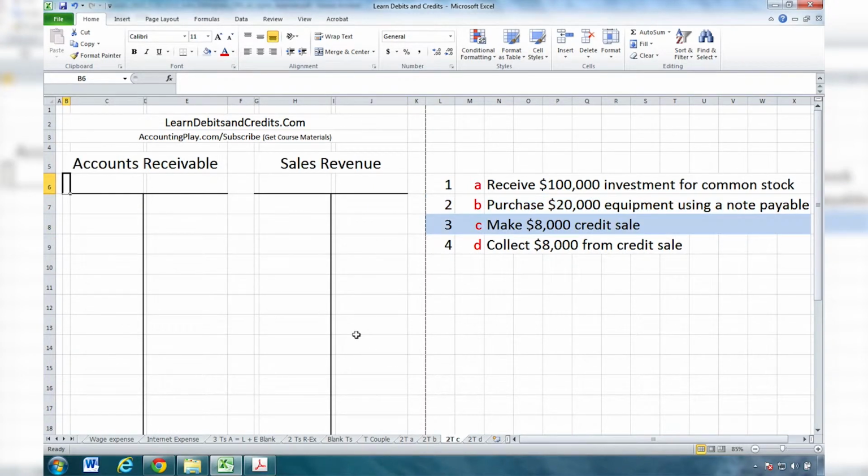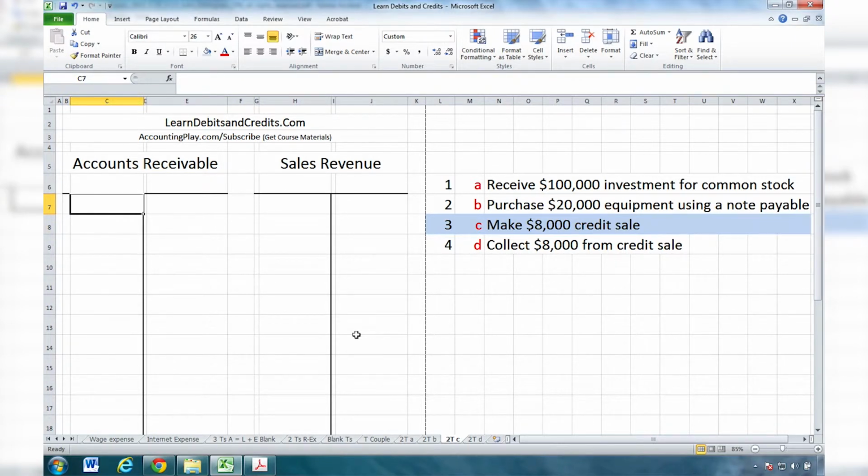Now we're making an $8,000 credit sale. So no cash has yet been received. Accounts receivable is an asset. Accounts receivable is basically tracking the money that's owed to you as a business. So you sold something, assuming maybe you just sold your services. Imagine that. So accounts receivable, $8,000.